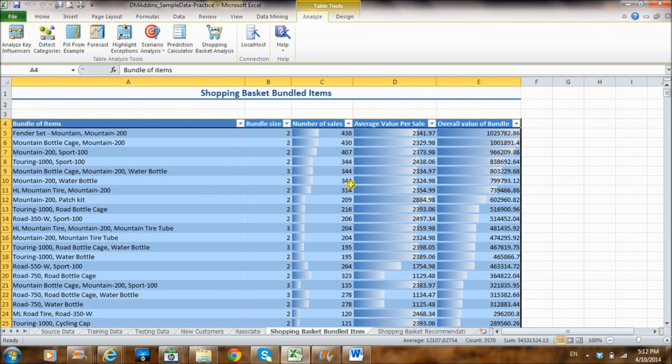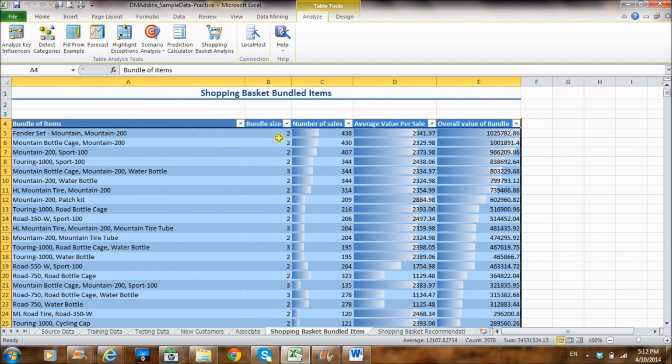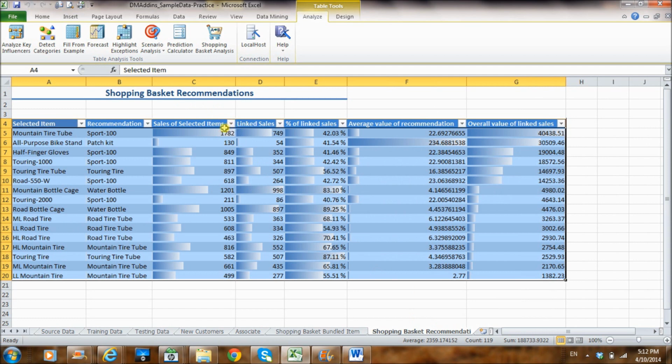Alright, so looks like it's done. Okay, so this analysis generates two types of analysis. One is a shopping basket bundled item over here, and another one is a shopping basket recommendation. This one is basically descriptive analysis of what types of purchases were made, and this one is more like recommendations, more like your action plan.